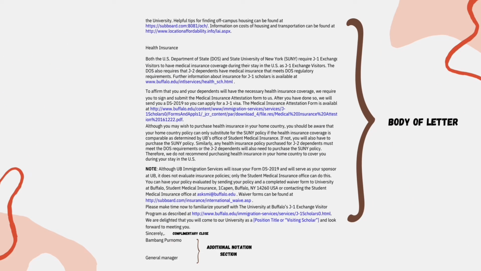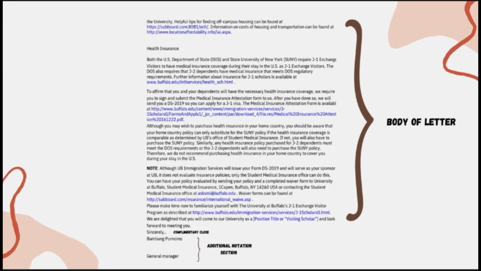Health insurance. Both the U.S. Department of State (DOS) and the State University of New York require G1 exchange visitors to have medical insurance coverage during their stay in the U.S. as G1 exchange visitors. The U.S. also requires that G2 dependents have medical insurance that meets the U.S. regulatory requirements. Further information about insurance for G1 scholars is available. You and your dependents will have the necessary health insurance coverage.